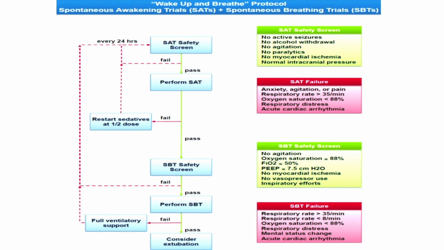If you pass that trial, then you can go for the spontaneous breathing trial safety screen, where there is no agitation, saturation is maintained with less than 50% FiO2 and less than 7.5 centimeters of water of PEEP, there is no myocardial ischemia, no vasopressor use, and good inspiratory efforts. You can give a spontaneous breathing trial, and if you succeed, then you can go for extubation. Daily withholding of sedation, if your patient is fit, along with spontaneous awakening and spontaneous breathing trials, will help you to extubate your patient early, and again it will minimize the use of sedation and associated complications.